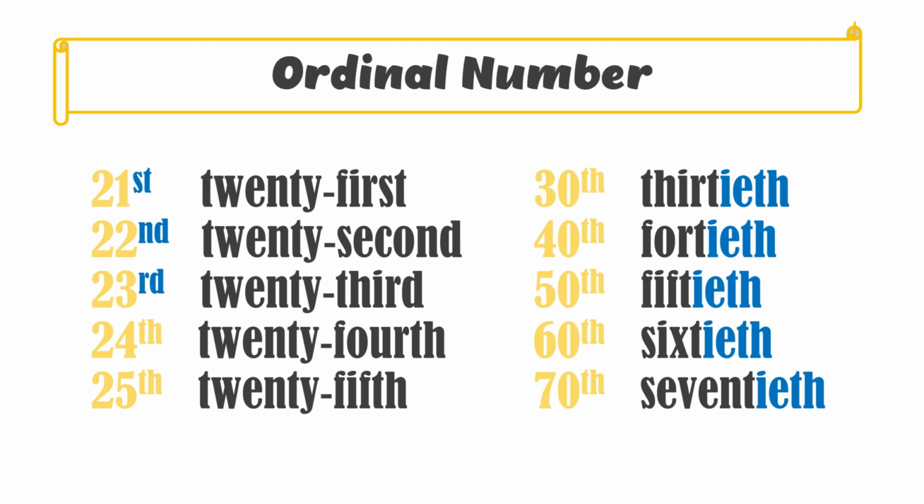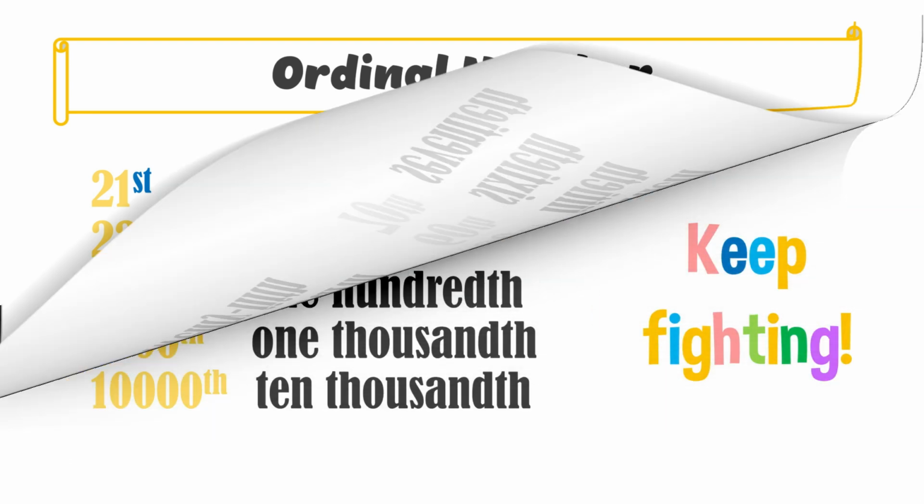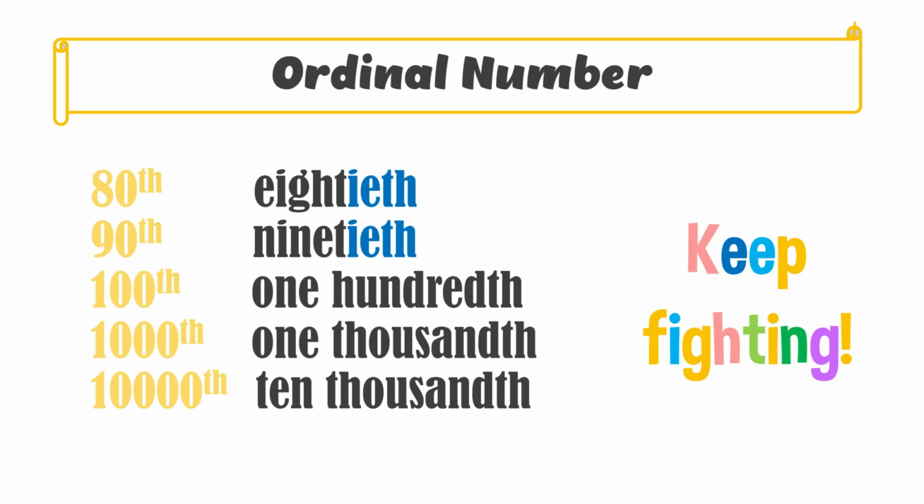21st, 22nd, 23rd, 24th, 25th. As you can see, starting from 21st, it's just like what we mentioned before. 30th, 40th, 50th, 60th, 70th, 80th, 90th, 100th, 1000th, 10,000th.